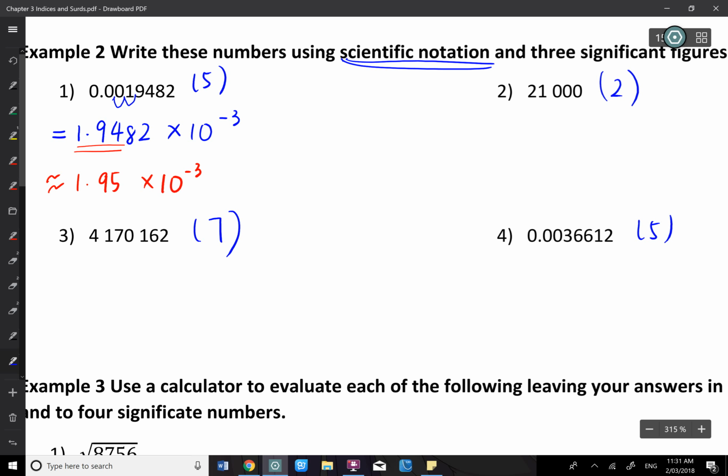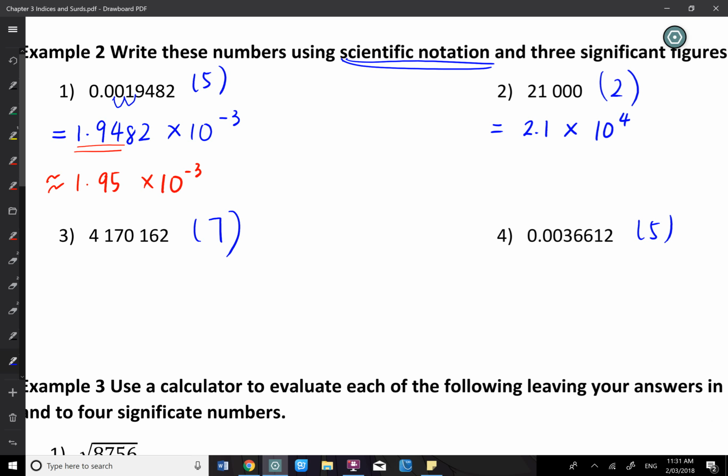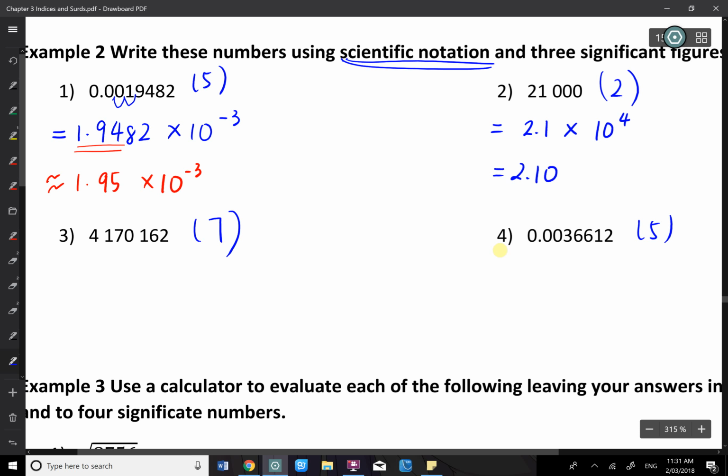Okay, next one is an interesting one. If I want to write this into scientific notation, what can I have? 2.1 times 10 to the power 4. But how many significant figures are there? How many do I need? What I need to do is add a 0 at the back. So 2.10 times 10 to the power 4. On purpose, okay? I need to add a 0.